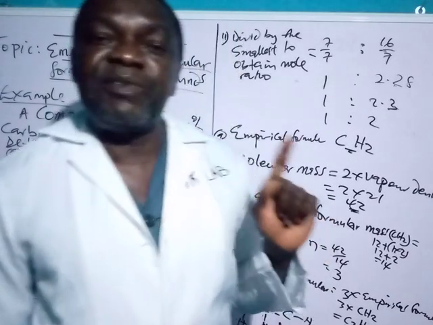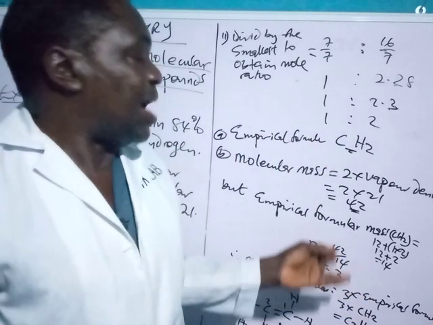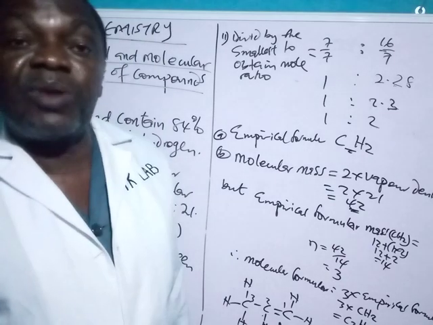Remember, once you are given the vapor density, you can multiply by 2 to get the molecular mass, which will now assist you in calculating the molecular formula.